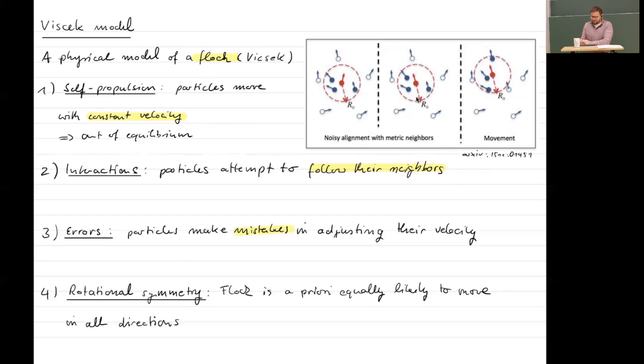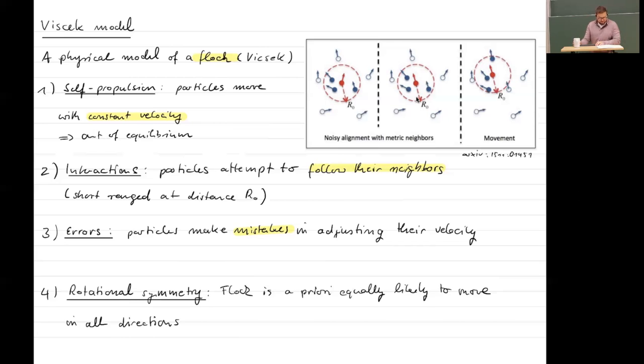Then these particles interact, and they interact by following their neighbors. That's exactly the same thing as with the pointers in the previous case. And these interactions are, as previously, short range, which means that they have a limited distance over which they're interacting, typically called R0. You see it also in this picture on the top right. You have a circumference around the particle, and what you then do is average your direction over all particles that are in your neighborhood.